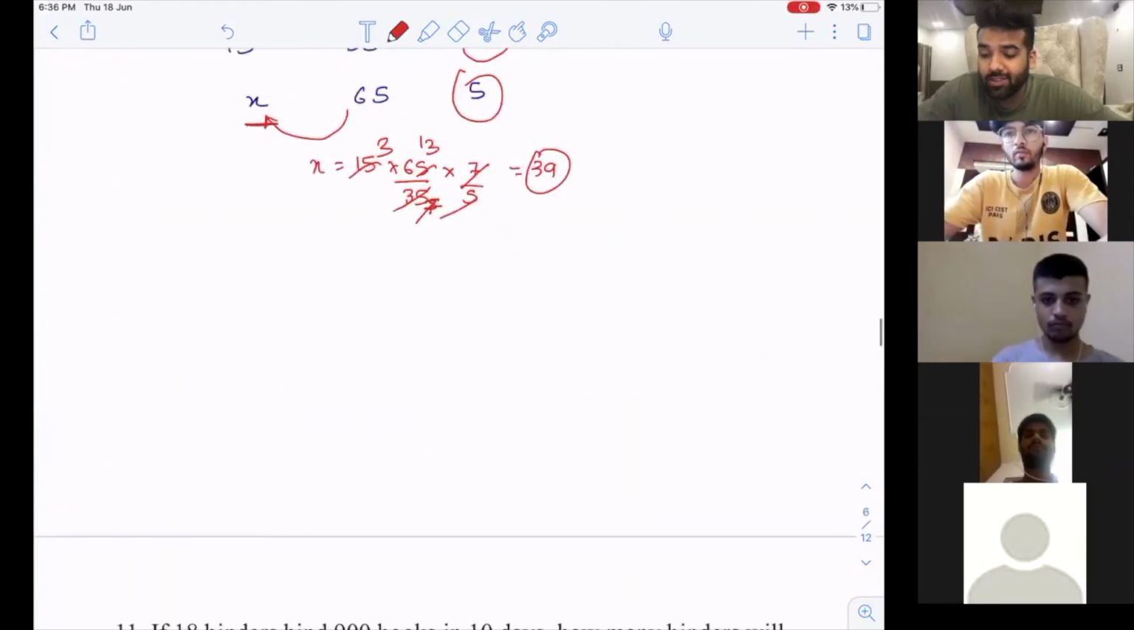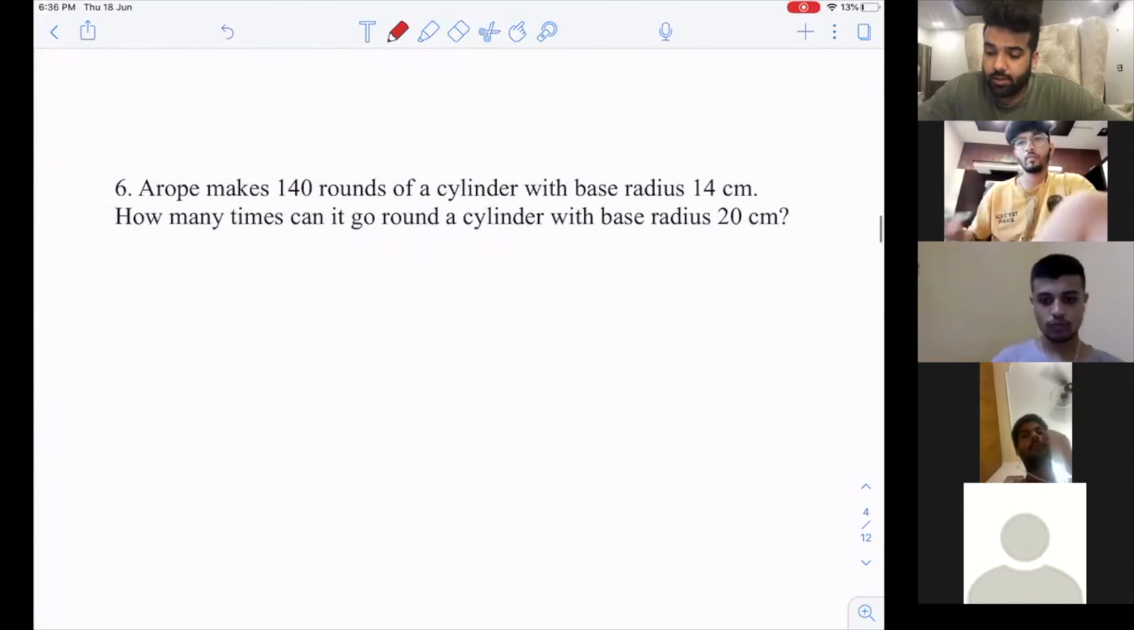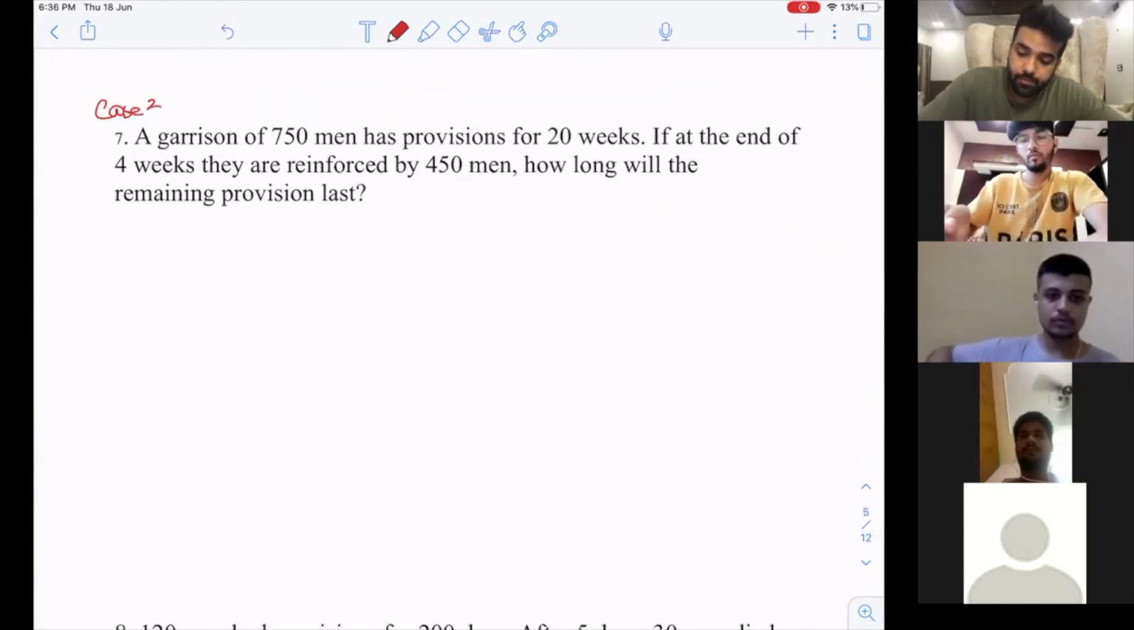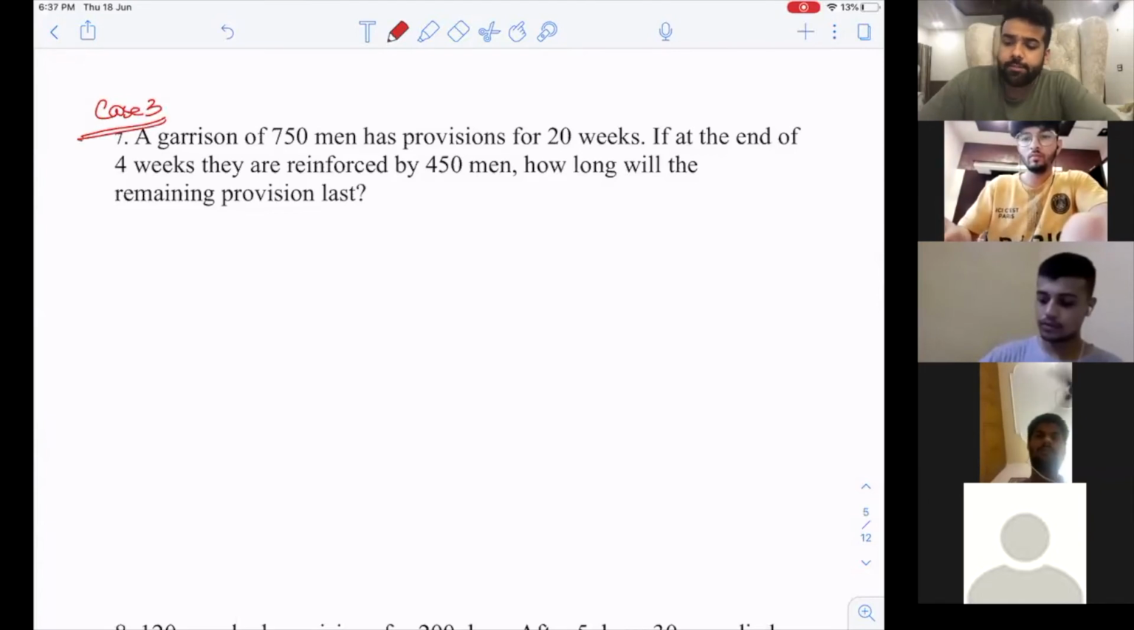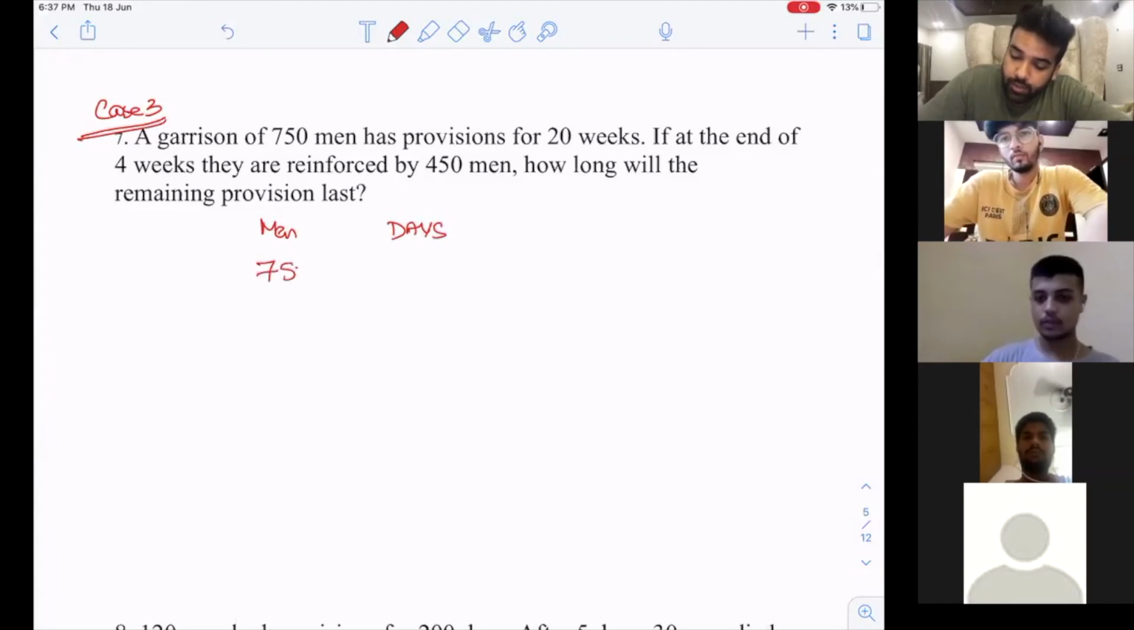Now we move to case 3. Slight bit difference. Okay, we'll be doing this. This is my case 3. A garrison of 750 men had provision for how many days? 20 weeks. So it's not days, it's going to be weeks. So let's convert it into weeks. 750 men had food for 20 weeks.